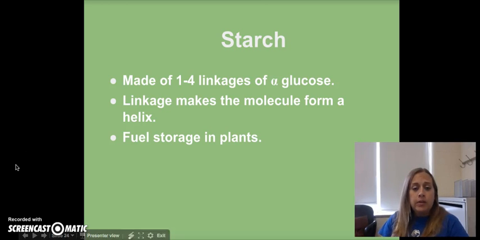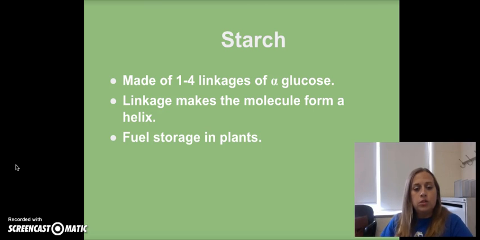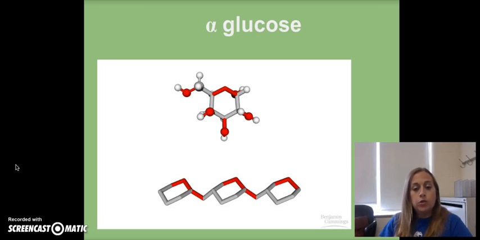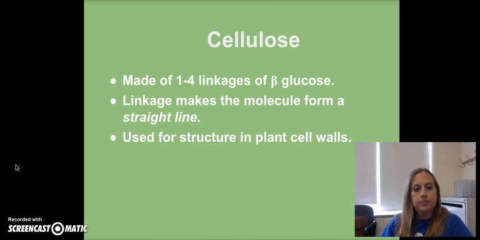So starch is going to be made of those 1 to 4 glycosidic linkages of alpha glucose. And the way that this linkage works is it makes the molecule form a helix. And then this is going to be used as fuel storage in plants. So this is how they store sugars that they need for energy.